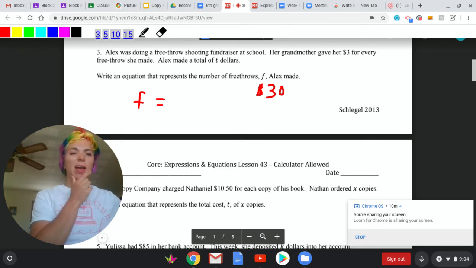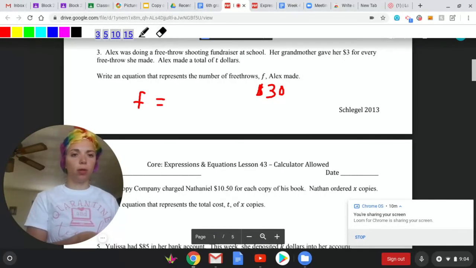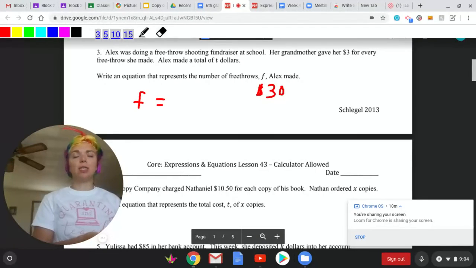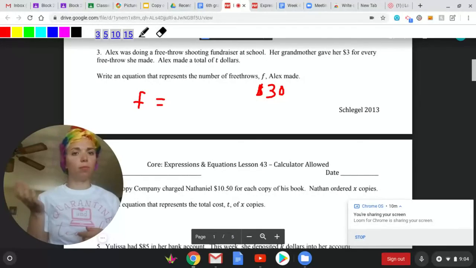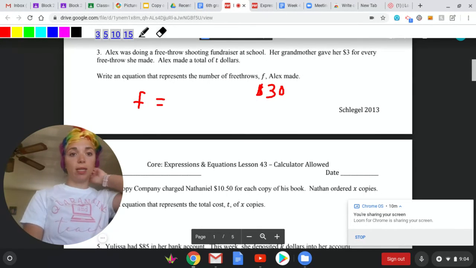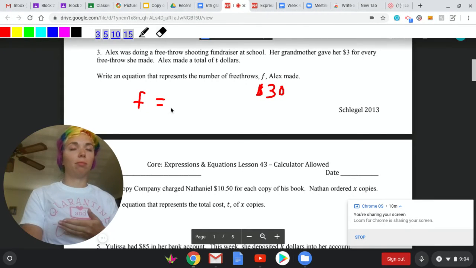Well, that would put me up to 90 free throws, which doesn't make sense because I know that she makes $3 per free throw. And if she made 90 free throws, she would be making a lot more money than $30. So I think I'm going to have to do the opposite of multiplication and divide. So if I take $30 and divide it by $3, then I would end up with 10 free throws. That sounds a little more reasonable.